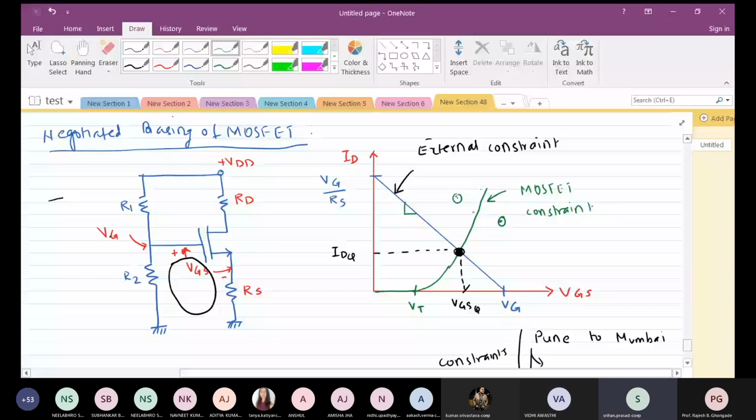a compromise, a common point. And where is that common point? It is the point that satisfies both the equations, the equation of this line as well as the equation of this curve. It is the Q point. Understood? So we are talking about the external constraint, and so we say that it's a compromise between the external constraint and the MOSFET constraint.